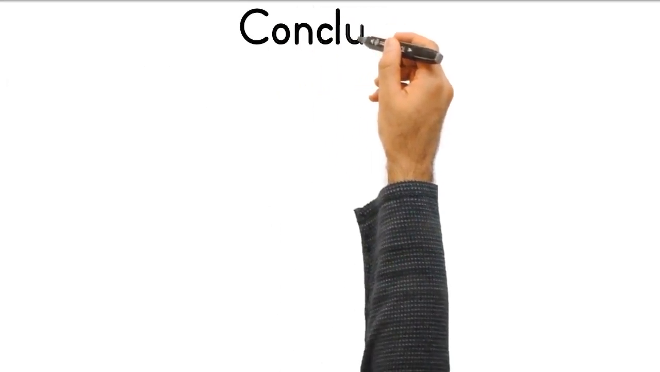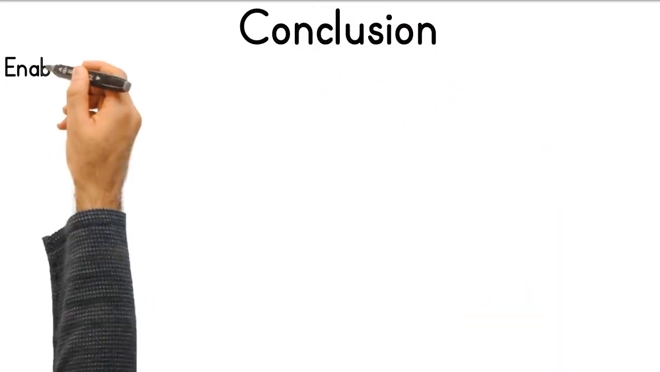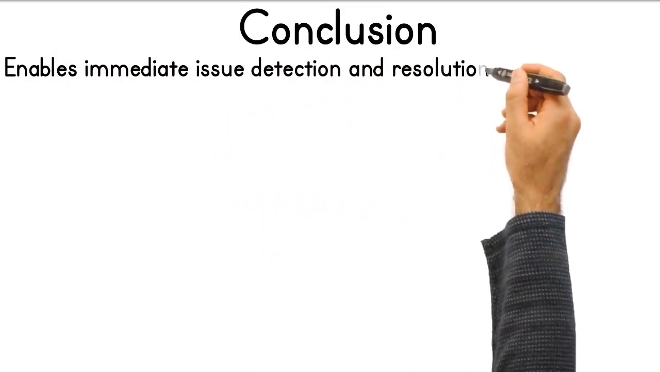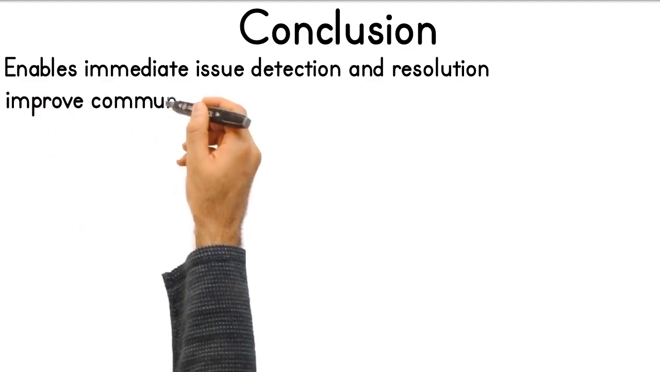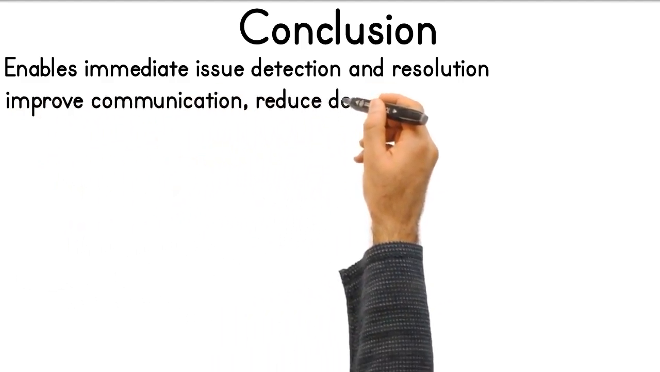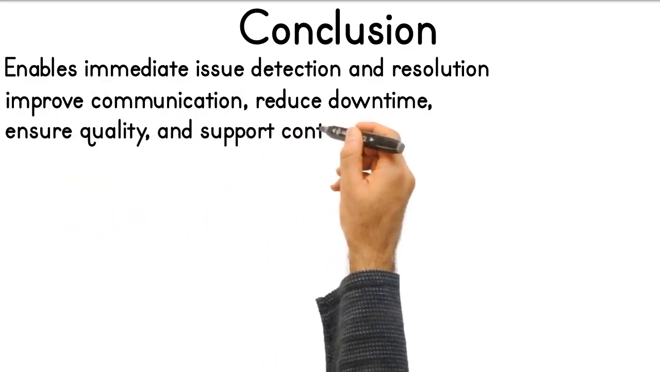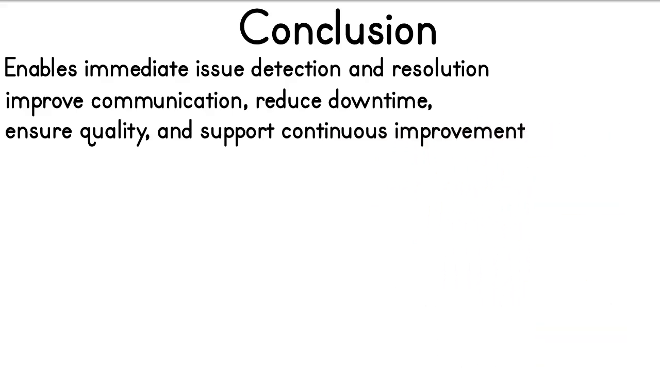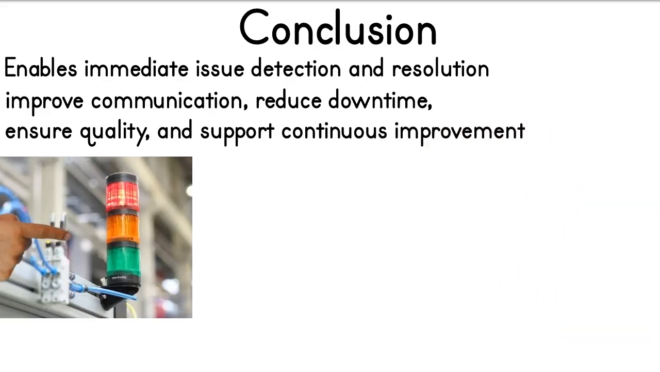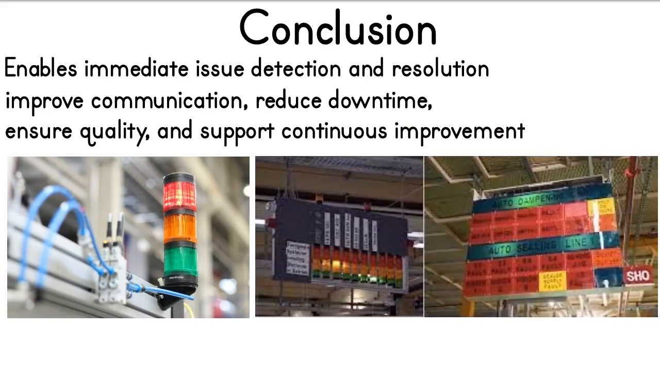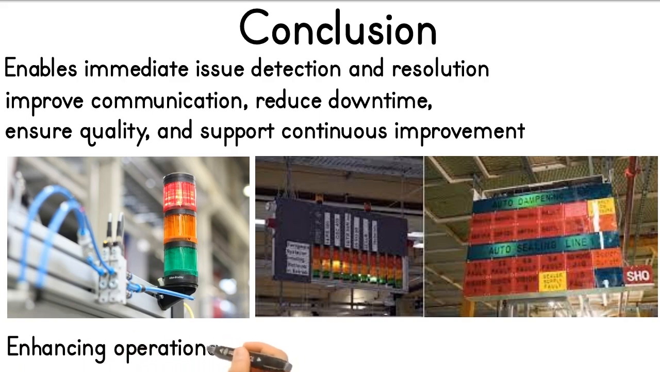In conclusion, ANDON is a critical tool in modern manufacturing and operations management that enables immediate issue detection and resolution. By using visual signals to convey process and machine status in real time, ANDON helps improve communication, reduce downtime, ensure quality, and support continuous improvement. Whether used in automotive plants, electronics manufacturing, or logistics, ANDON serves as an essential part of a lean manufacturing environment by empowering employees and enhancing operational efficiency.